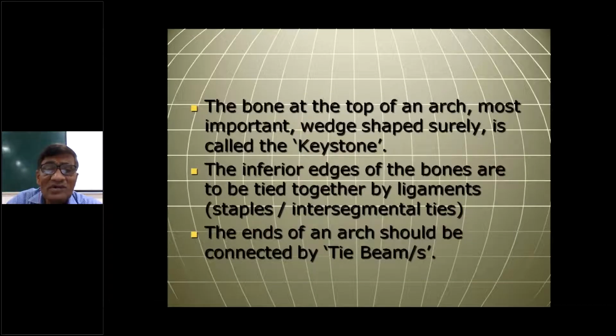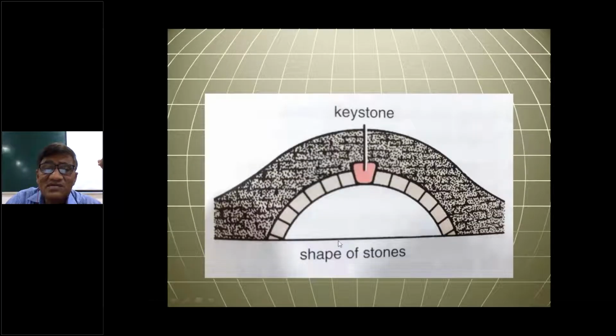తర్వాత the bone at the top of an arch, that is the most important anyway. For example, if you see, this is the bone at the top of an arch. That is the most important one. That should be wedge shaped, surely, and that is called keystone. Keystone is the most important of the stones here.